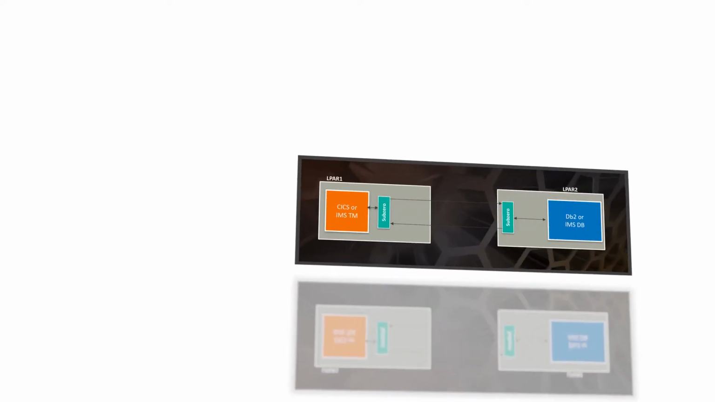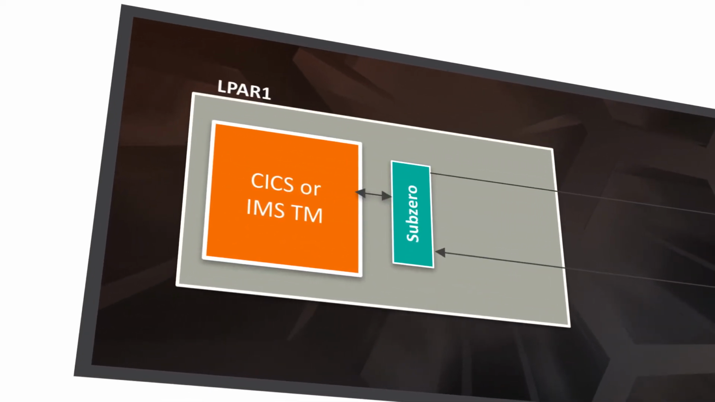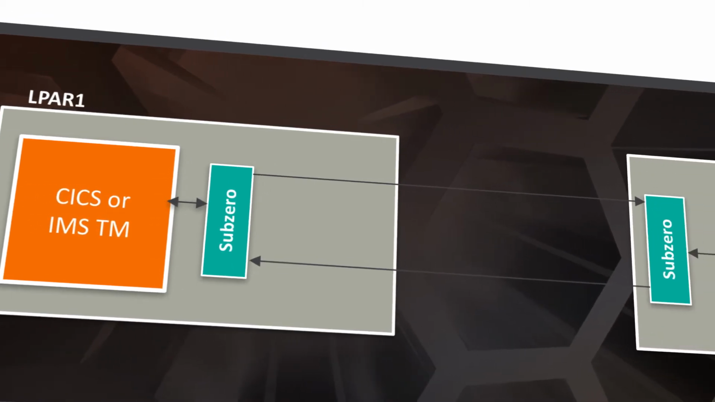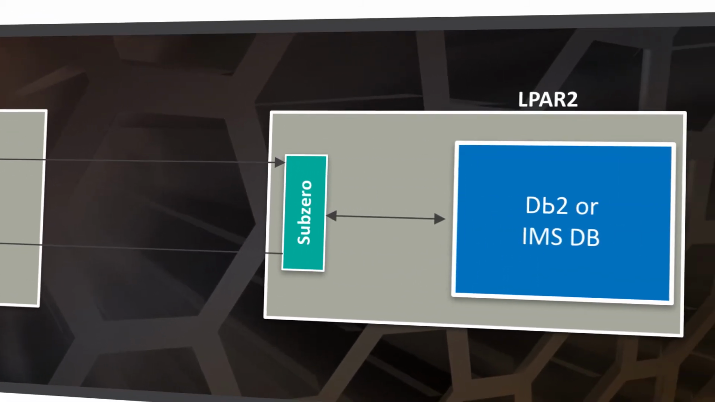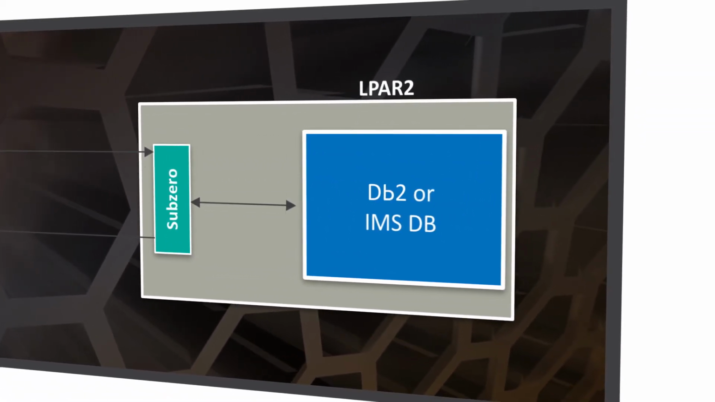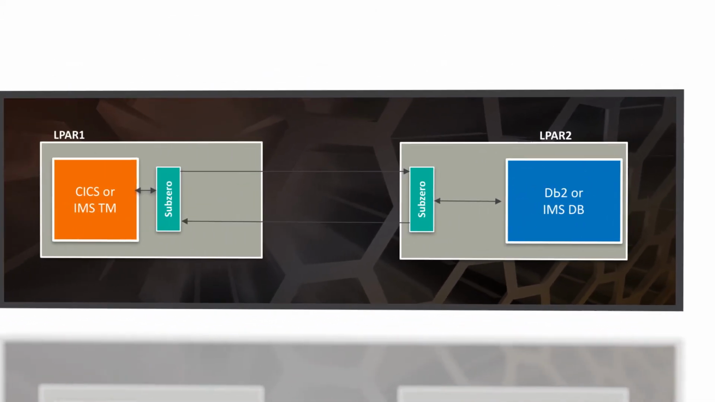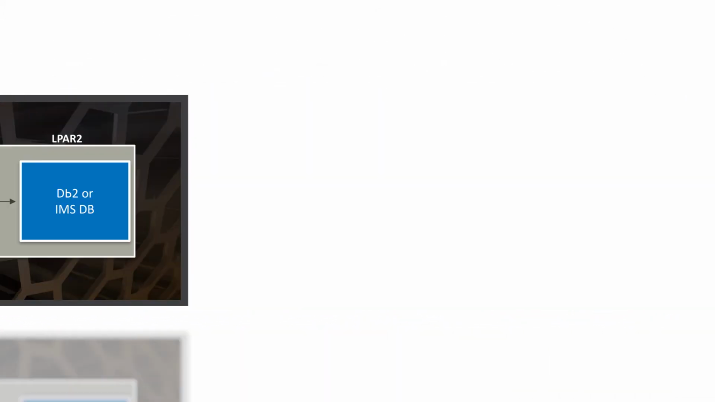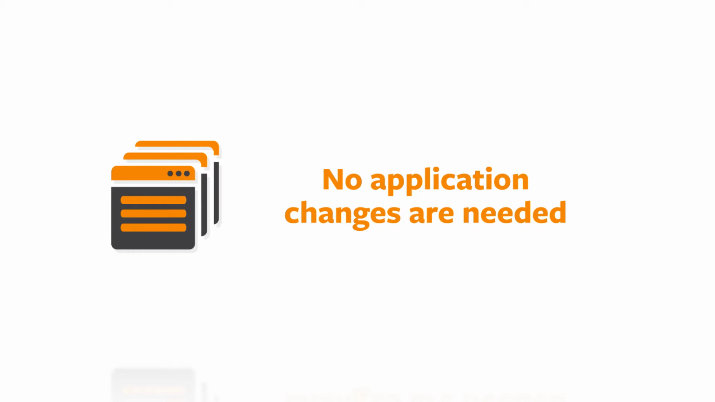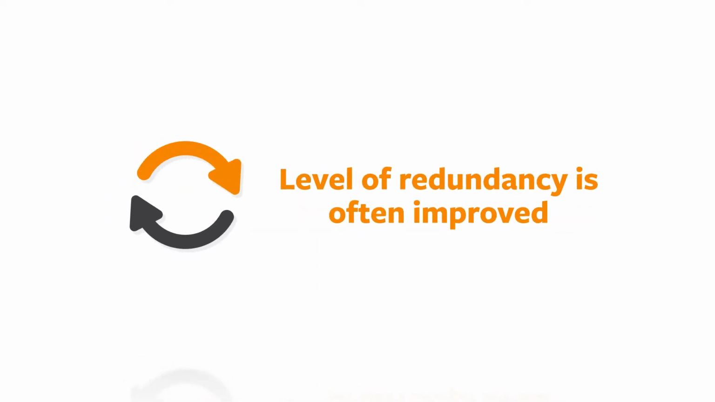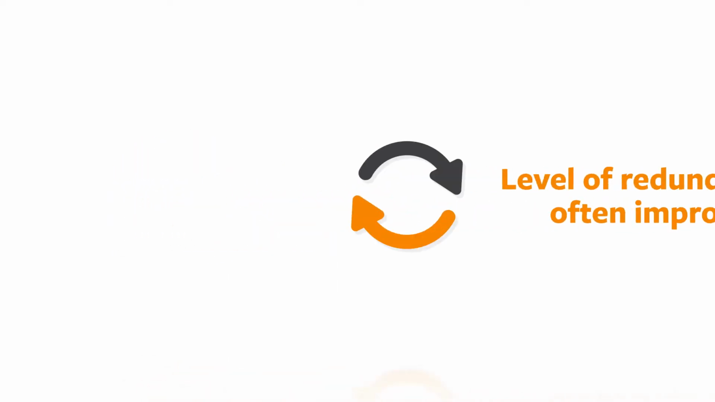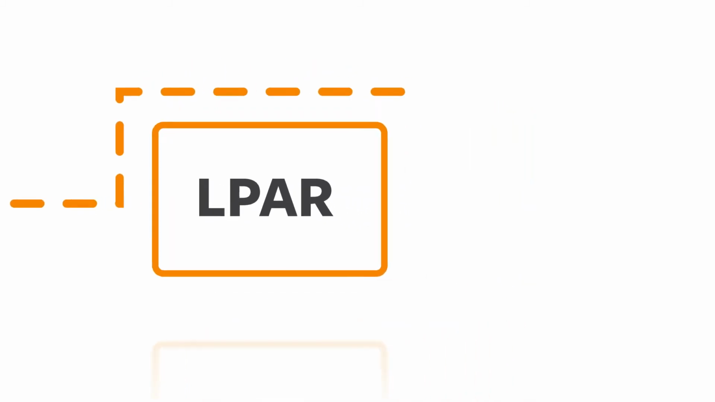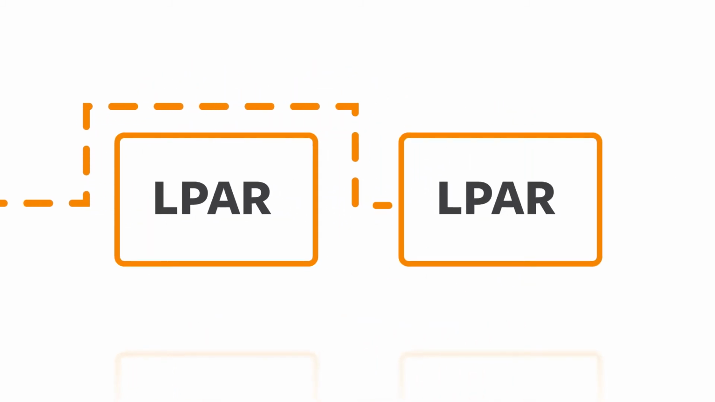Sub-Zero can help organizations do exactly that, optimizing the way these subsystems talk to each other to improve failover capability. Built using IBM standard APIs, Sub-Zero is completely safe and secure. No application changes are needed, plus your level of redundancy is often improved. Sub-Zero simply routes requests to another LPAR in the event a database subsystem goes down.